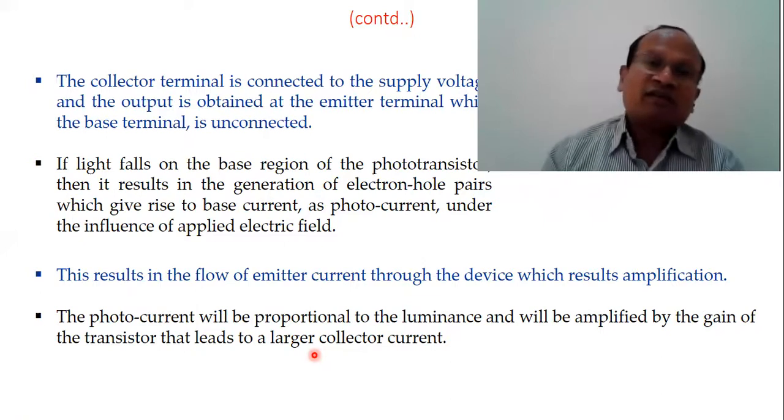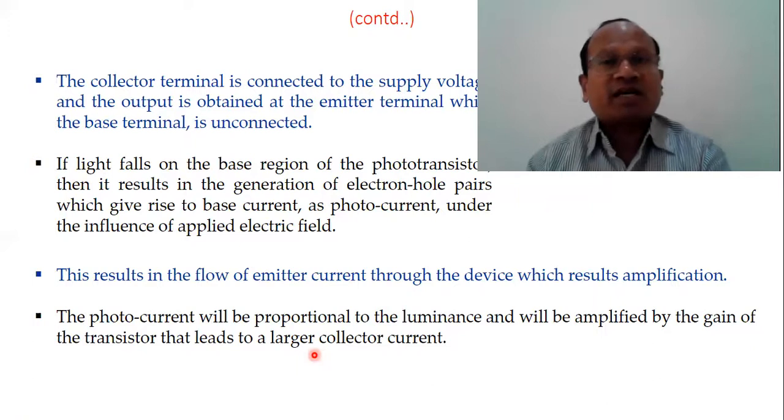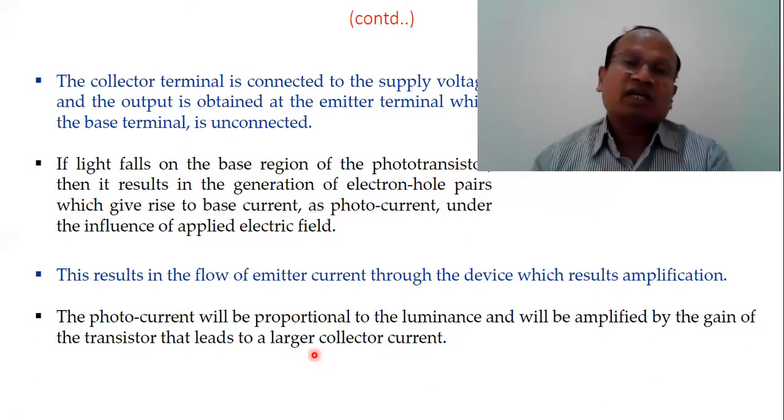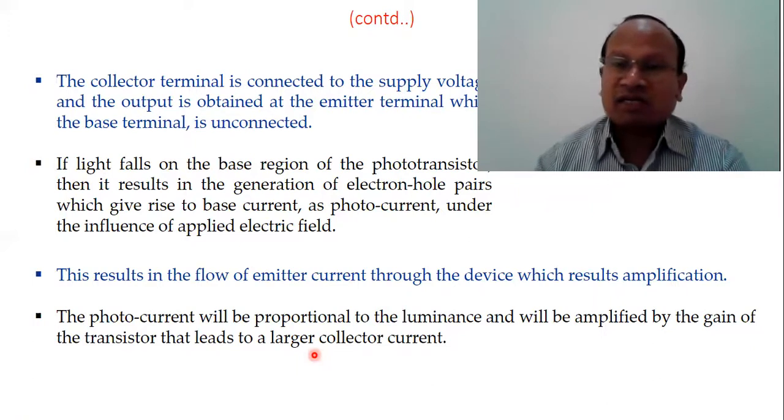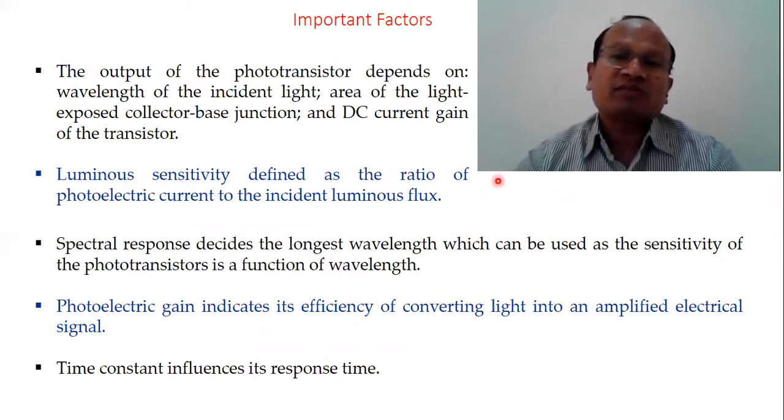And we also know that the common emitter amplifier has a decent value of voltage as well as current gain. And therefore, a large collector current will be obtained in the output of the transistor.